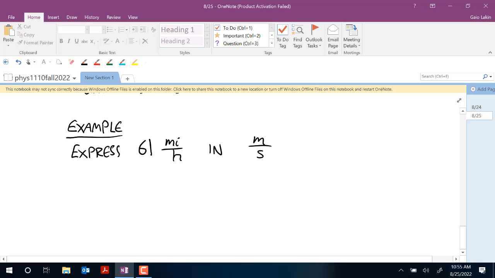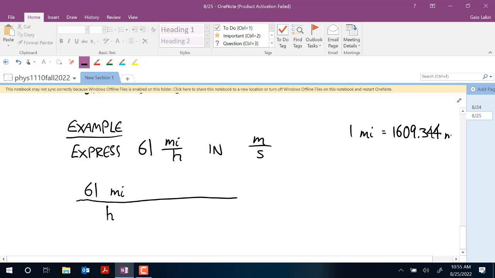Okay, so first I want to be clear to myself about what here is in the numerator and what's in the denominator. So I'm going to write this as 61 miles divided by hours. Oh, and I didn't give the conversions. The conversions we need are 1 mile is equal to 1609.344 meters. And 1 hour is 3,600 seconds.